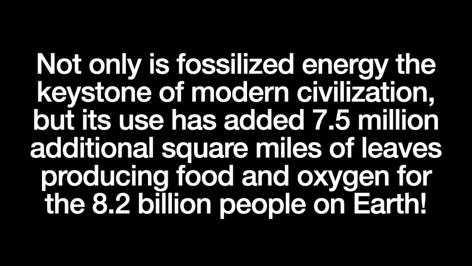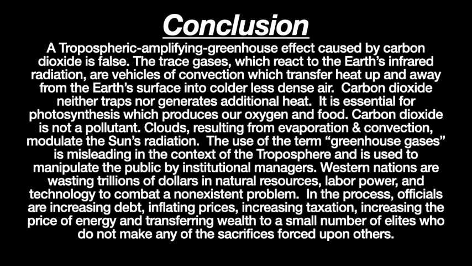The cow eats the grass, you eat the cow. So we've got 7.5 million additional square miles of leaves because carbon dioxide is like fuel. The plants breathe in carbon dioxide, they breathe out oxygen for us 8.2 billion people here on the planet Earth. So, a tropospheric amplifying greenhouse effect caused by carbon dioxide is false. The trace gases, which react to the Earth's infrared radiation, are actually vehicles of convection which transfer heat up and away from the Earth's surface into colder, less dense air. Unless you can change gravity, that's going to happen.